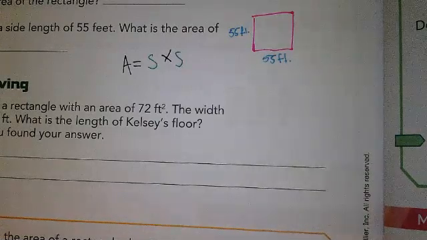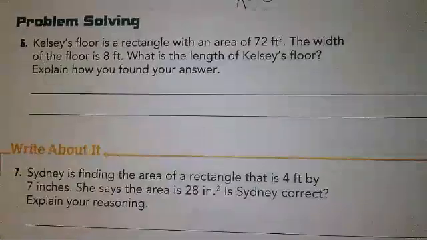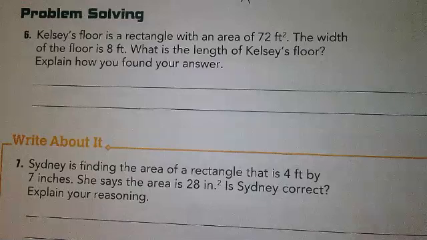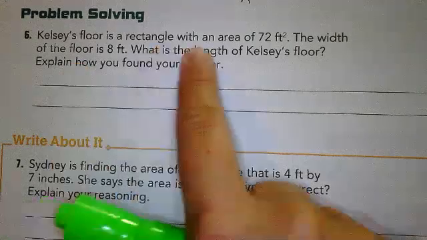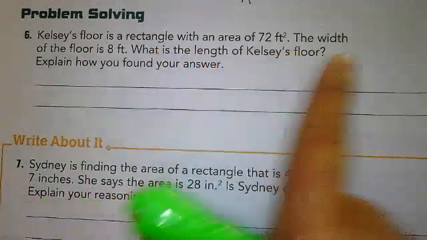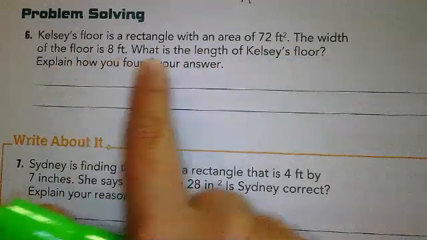All right. The last two are word problems. So Kelsey's floor is a rectangle with an area of 72 feet squared. That's because you missed the beginning because you were late, and we even started late. So hang on, and I'll help you in a second. Let me get everyone else started. There's a rectangle with an area of 72 feet squared. The width of the floor is 8 feet. What is the length of Kelsey's floor?